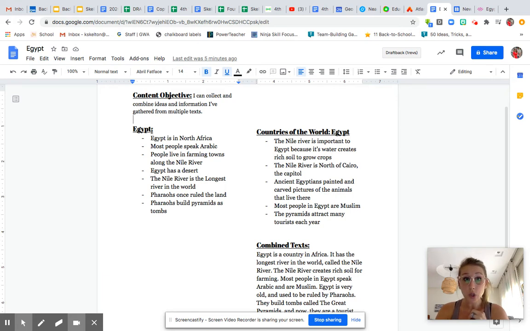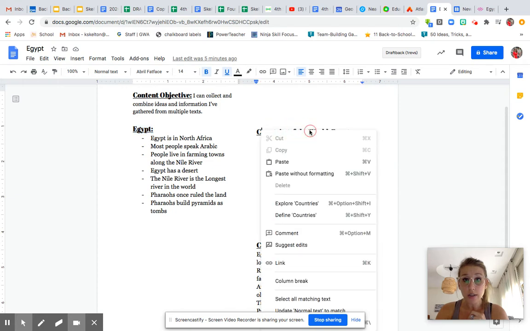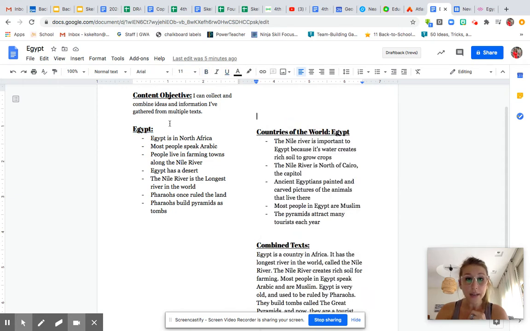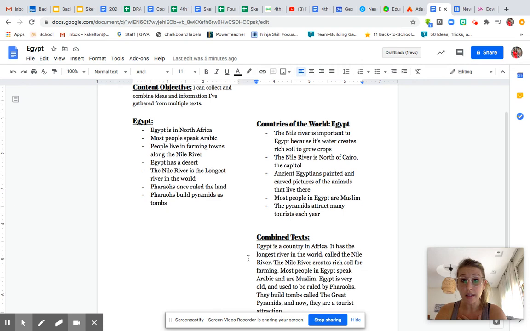So here we have two texts. We have the text Egypt and we have the text Countries of the World. Now here I took notes on both stories when I was reading. So I have my notes from the text Egypt, and I have the notes that I took from the text Countries of the World, Egypt. Now, some of these ideas are almost the same, and that's awesome. That helps us when we want to write about both of them together.